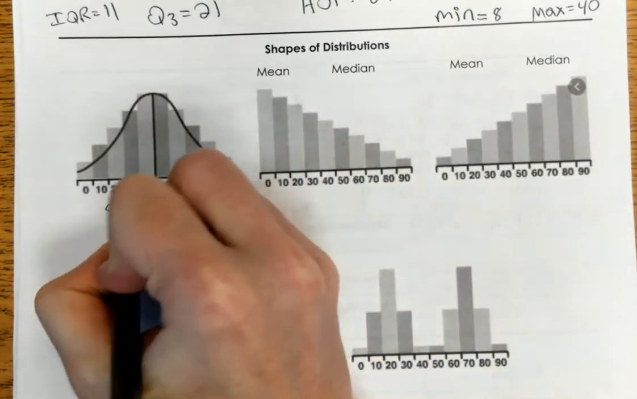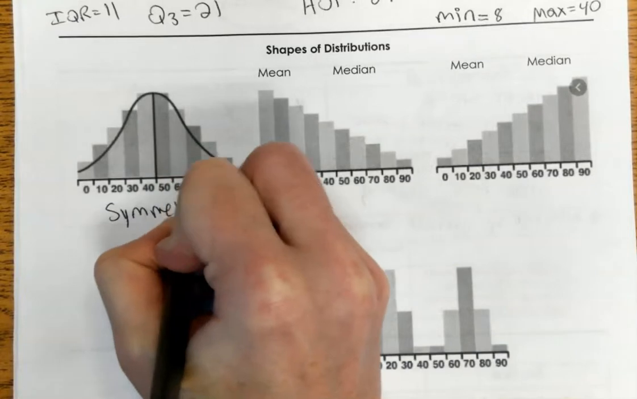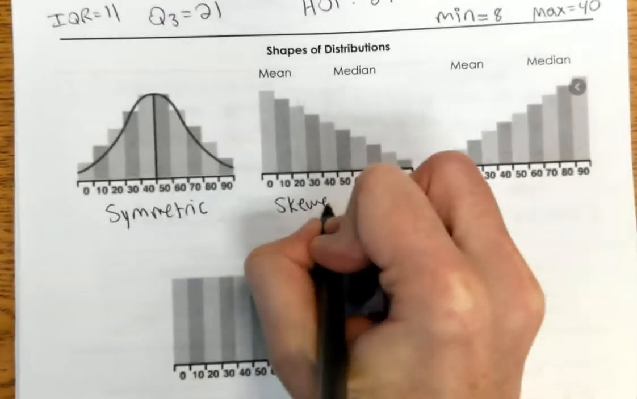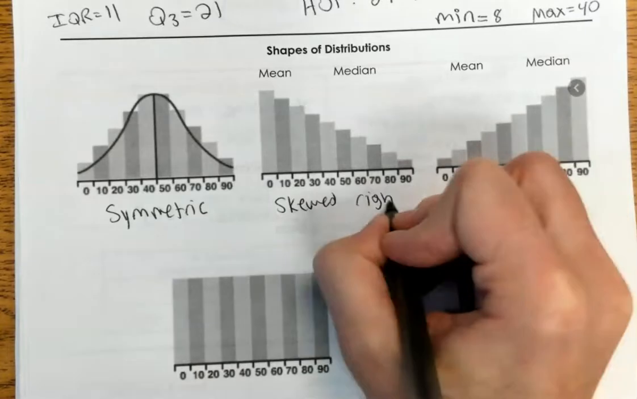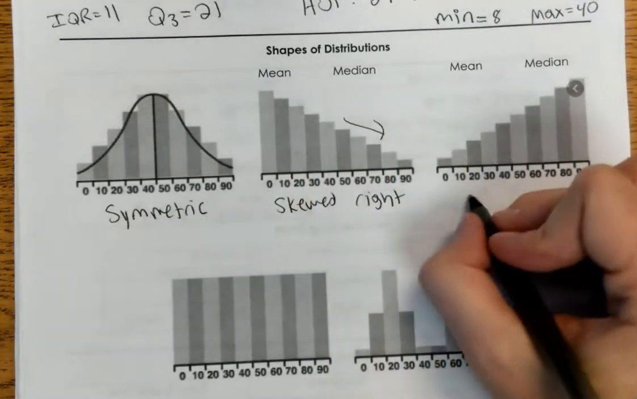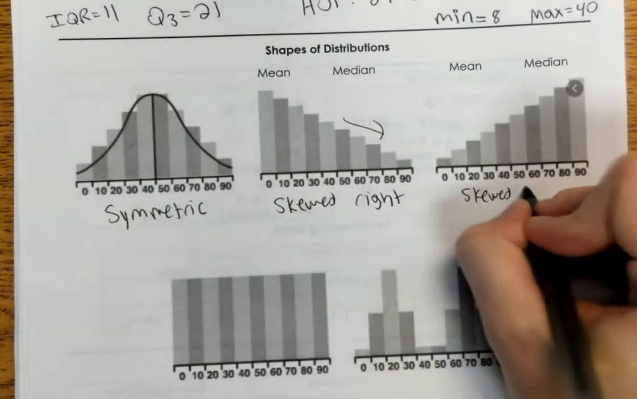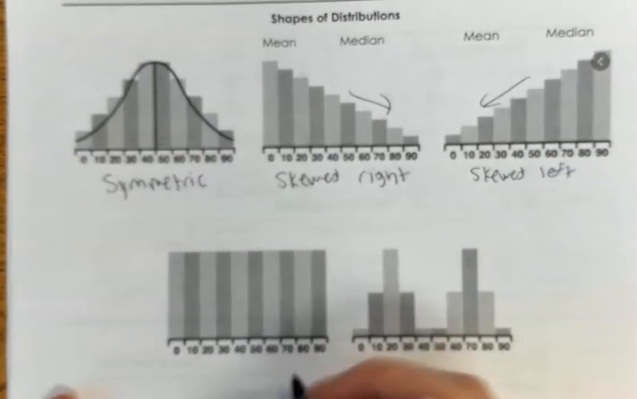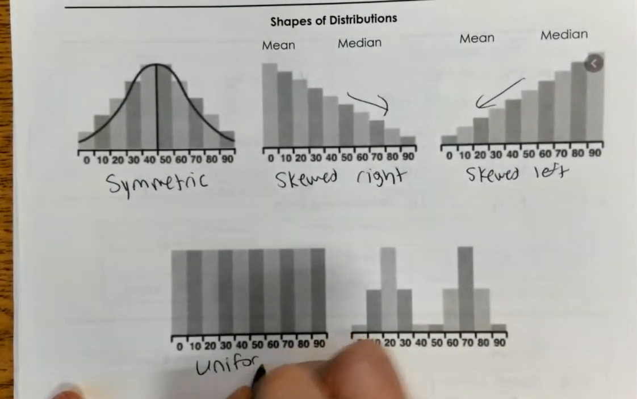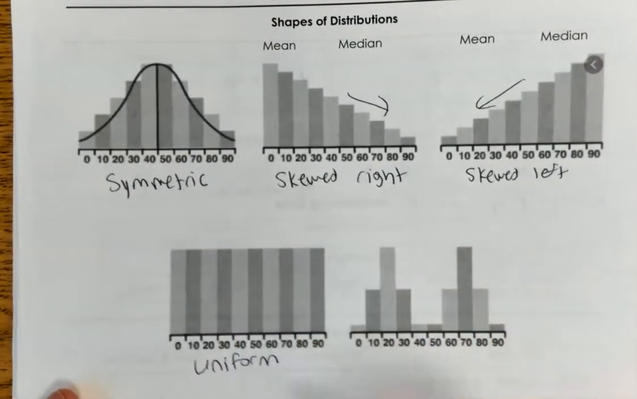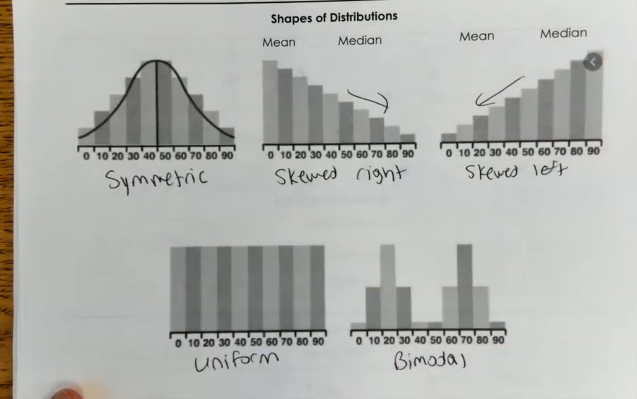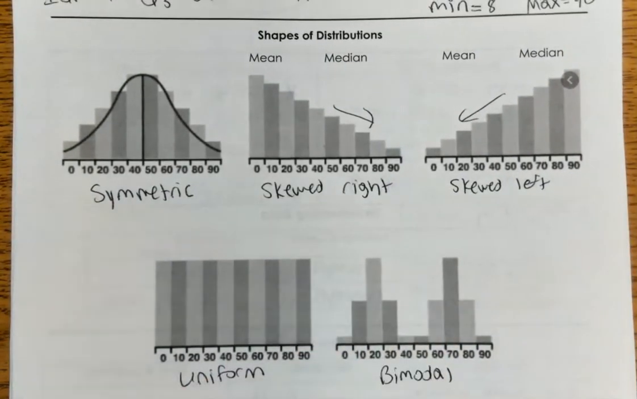So right here we have symmetric. It looks like a normal distribution. Here we have skewed right because my tail is to the right. Here I have skewed left because my tail is to the left. Down here I have a uniform distribution because it's all roughly the same size. And right here I have a bimodal distribution because I've got two peaks.